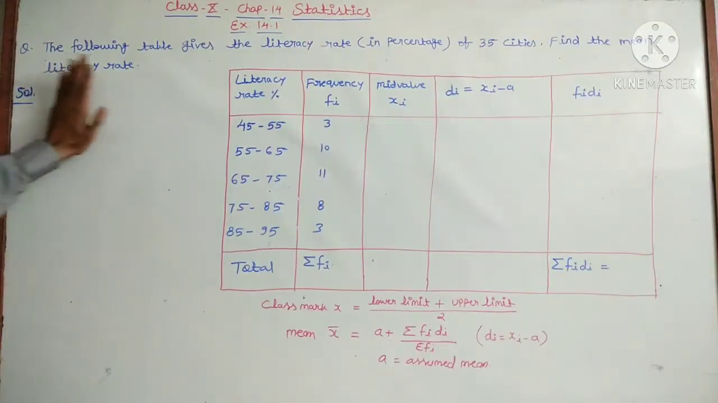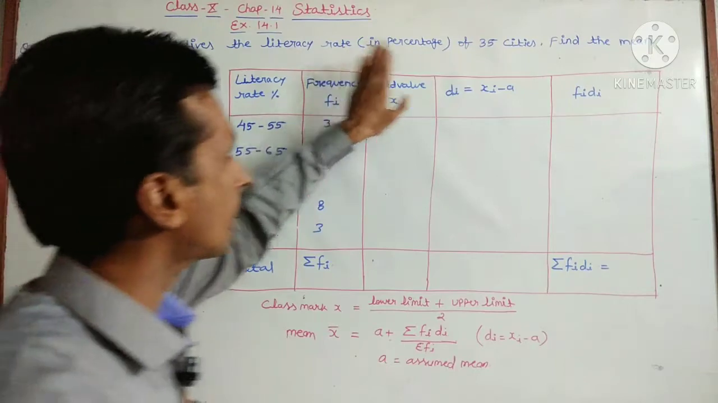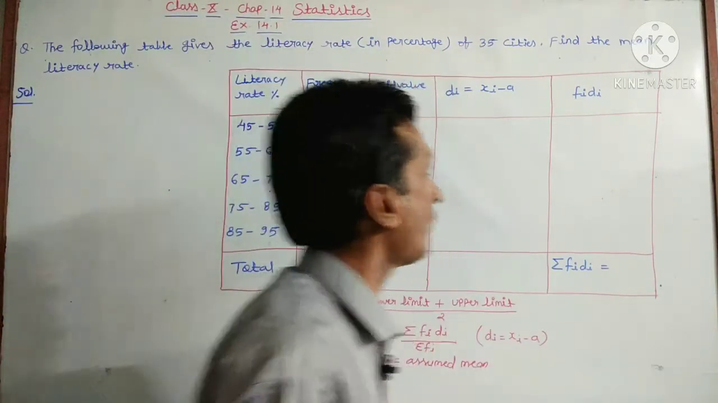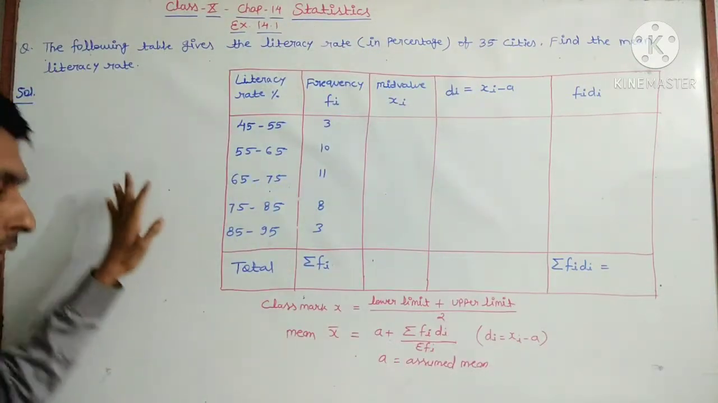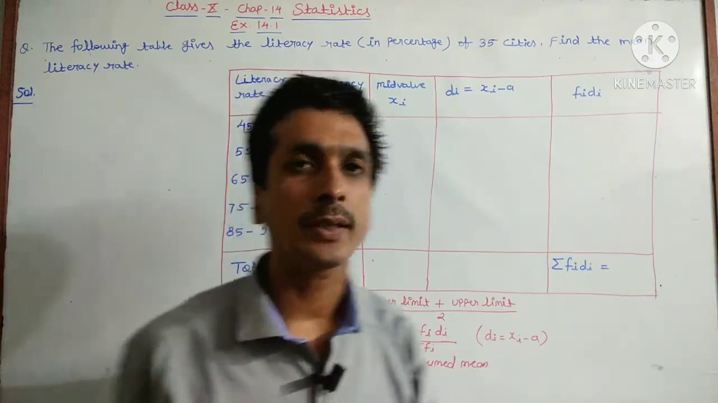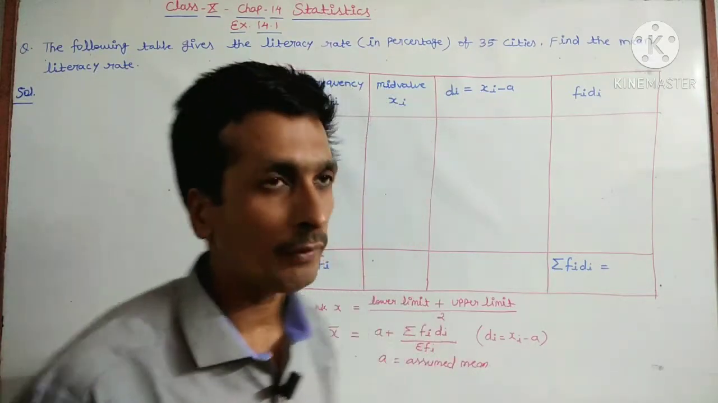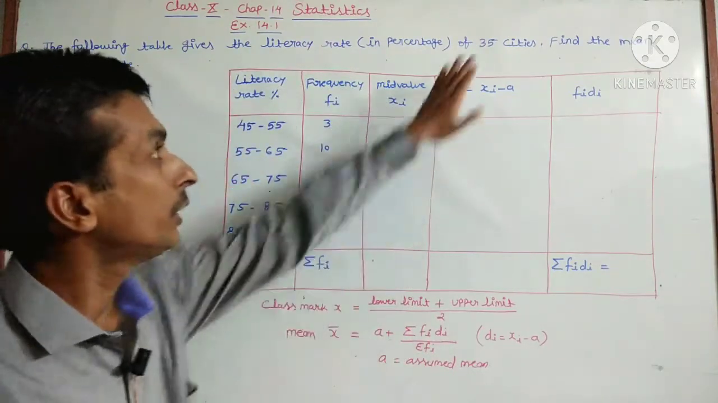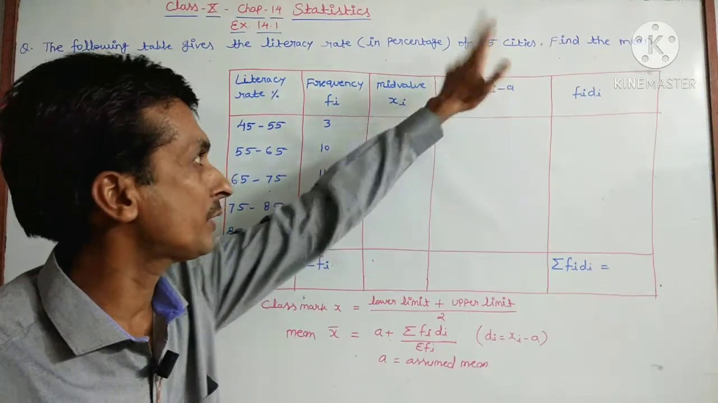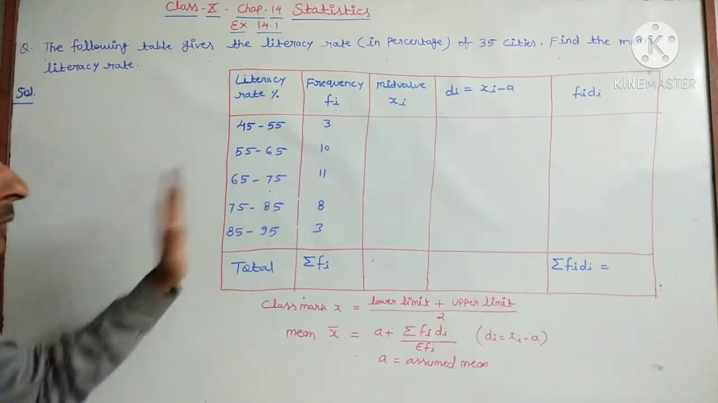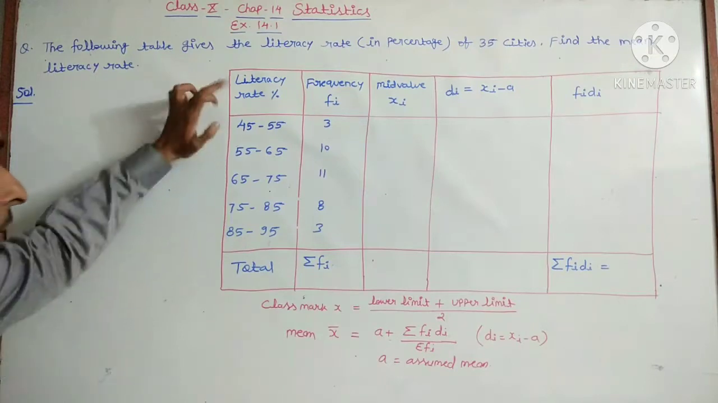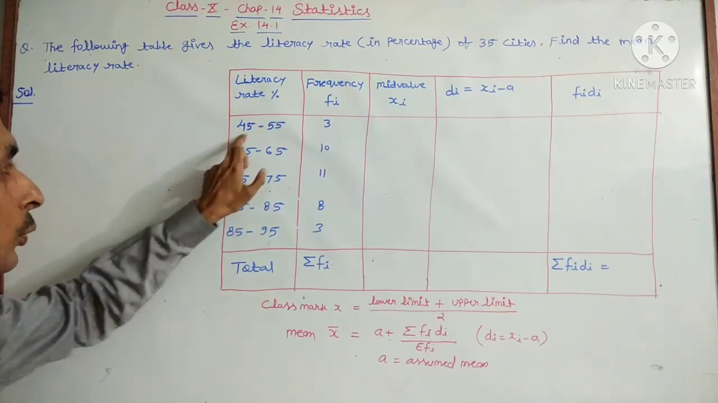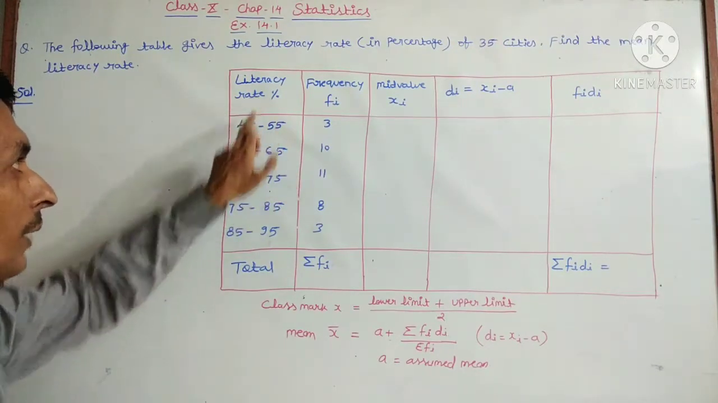Next question: the following table gives the literacy rate in percentage of 35 cities. Find the mean literacy rate. You have to find the mean literacy rate. In this question we have the number of cities. There are only 35 cities here, and we have some data here. Literacy rate 45 to 55%.